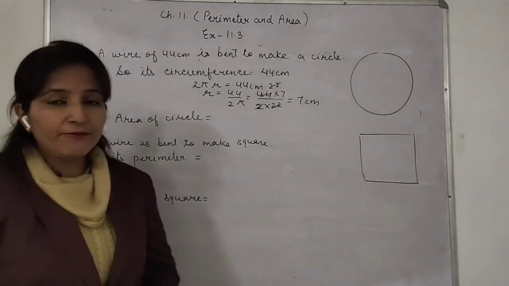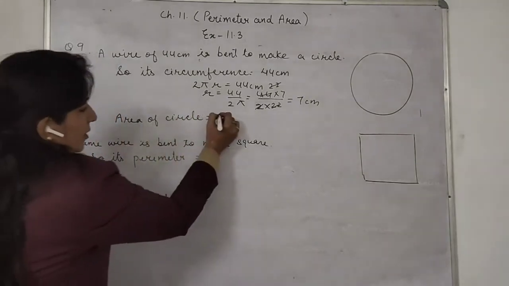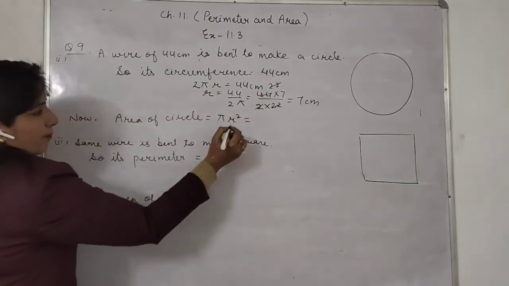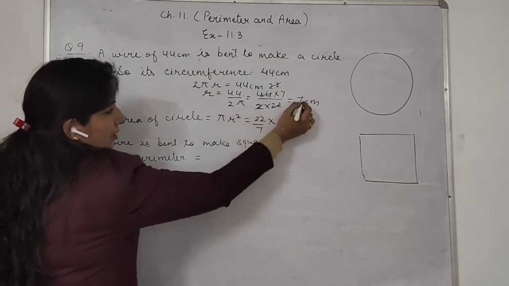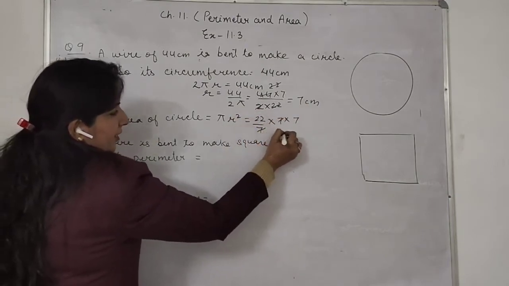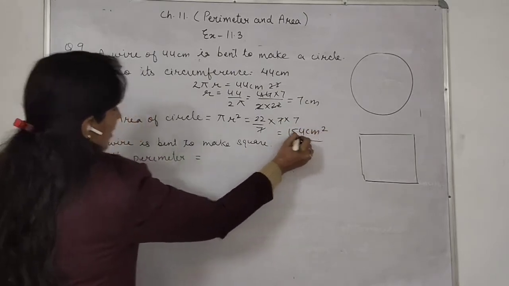Now it is easy for us, after getting the radius, to calculate the area. Pi r square is the formula for area. Now pi is 22 by 7, radius r is 7. So 7 into 7 is r square. That will be 154 centimeter square, the area of the circle.